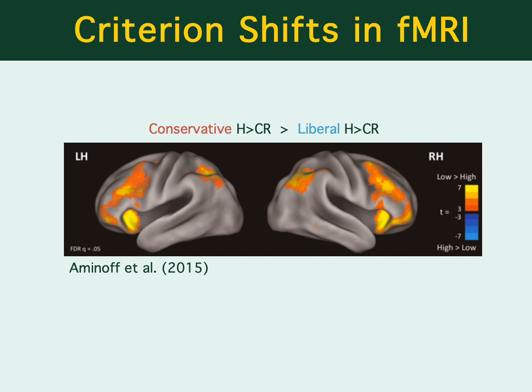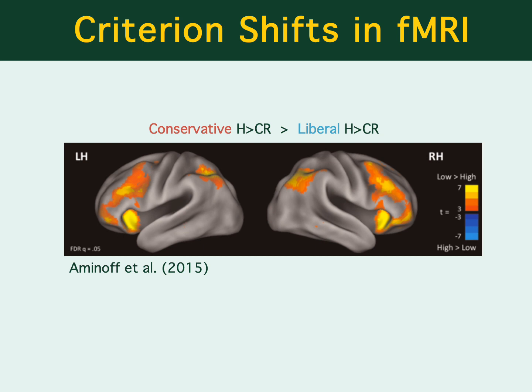This fMRI contrast from Amanoff et al. shows a difference in deoxyhemoglobin activity between two conditions, or differential activity. You'll notice the H greater than CR on either side of the label. This indicates a contrast of hits minus correct rejections for conservative and liberal criterions. These were then contrasted with each other, so what we're looking at here is a contrast of contrasts.